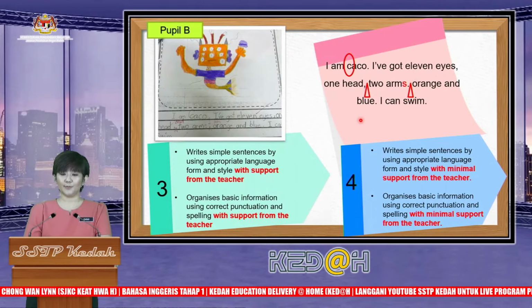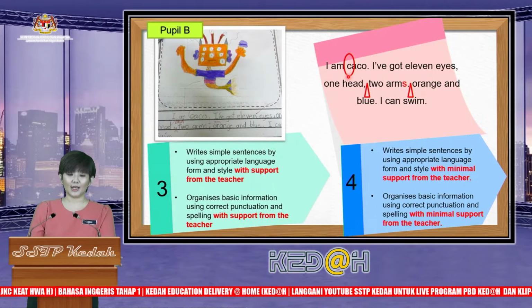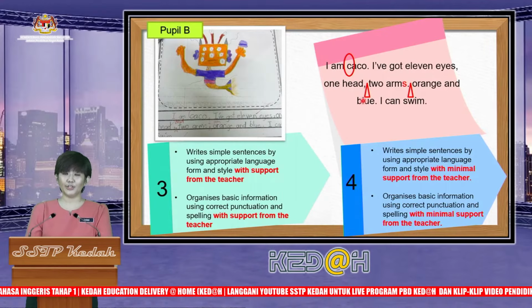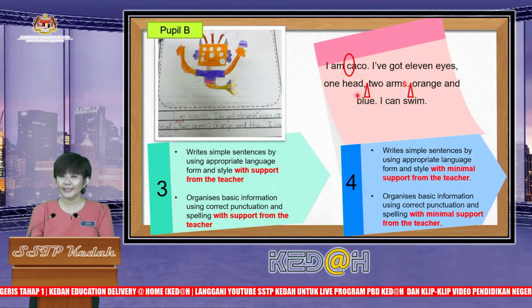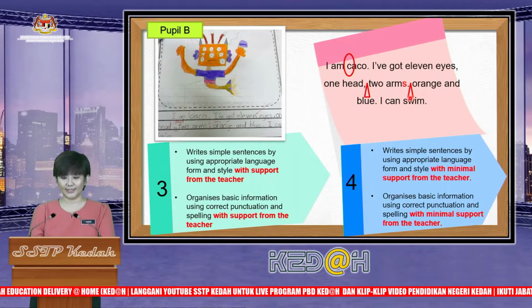So this is pupil B. The C here, in the name Kako, is not capitalized. There's an omission of the conjunction "and" and also a missing subject and verb in this sentence.